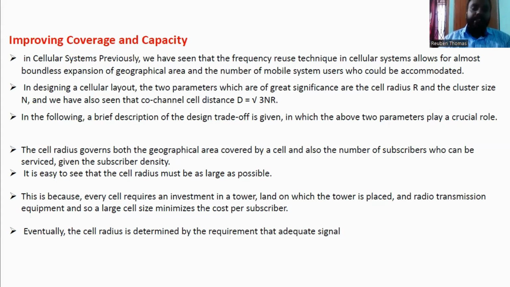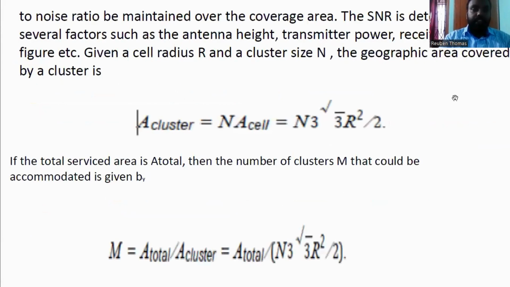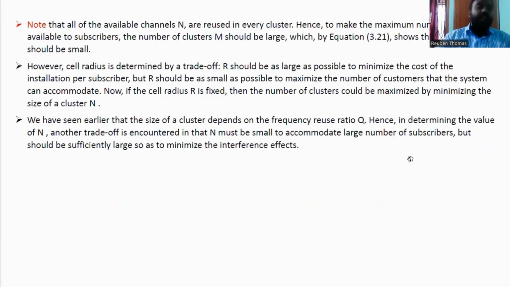Eventually, the cell radius is determined by the requirement that there be an adequate signal. Note that the cell radius is determined by a trade-off: R should be as large as possible to minimize the cost of installation per subscriber, but R should be as small as possible to maximize the number of customers that the system can accommodate.